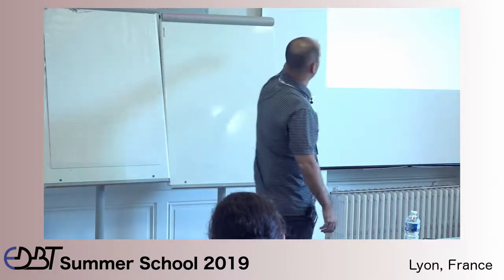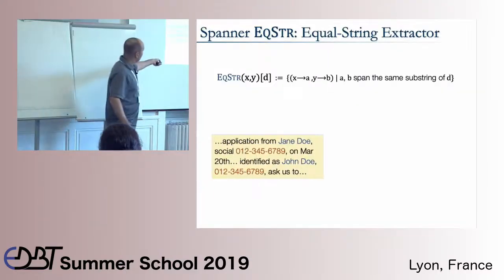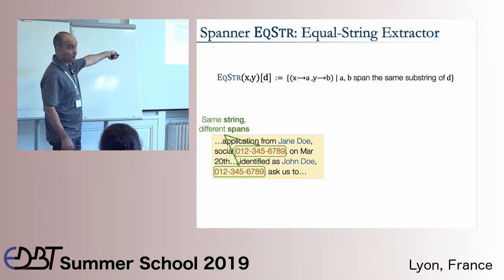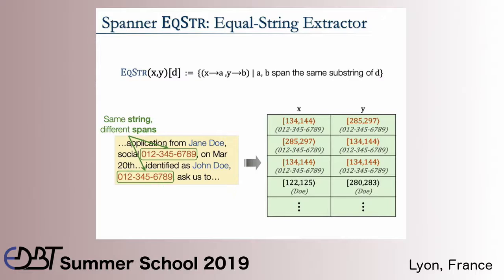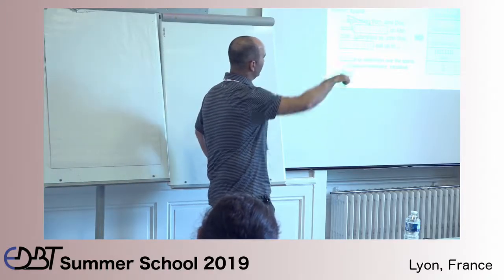Okay? So remember that this is the spanner that I call equal string. It gets these parameters x and y, and it maps the variables x and y to all pairs of spans in the document that have the same string. Like here, these two spans are different spans, in different places in the string, but have the same string. And if you think of it, it's actually an equivalence relation over the spans. It is reflexive, symmetric, and transitive. So we have these two spans, but also this span with itself, and so on.